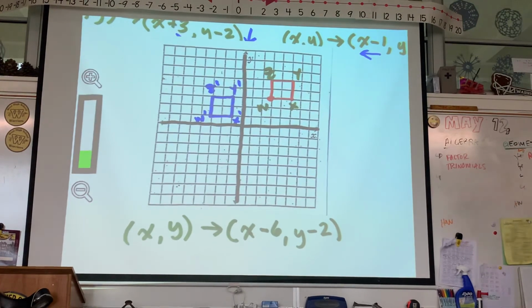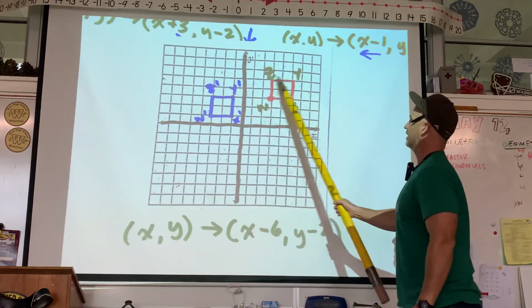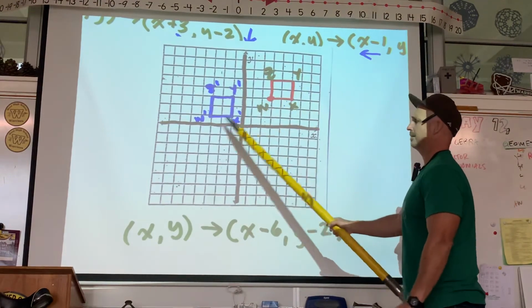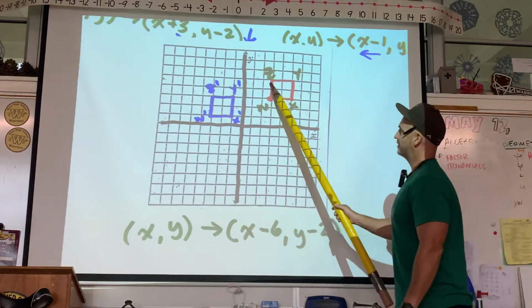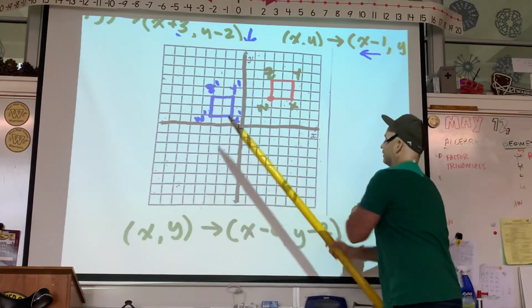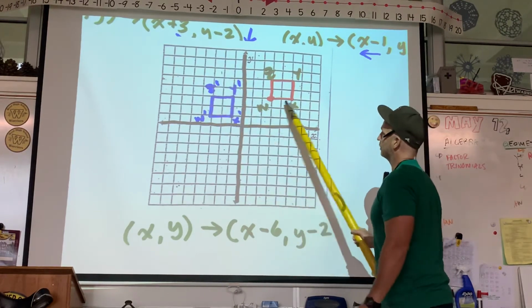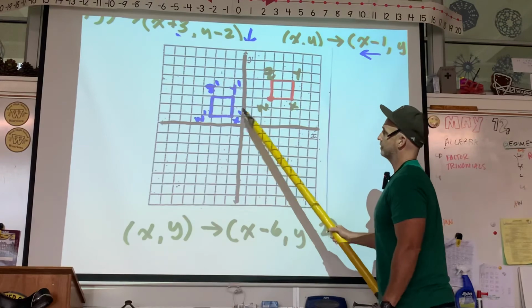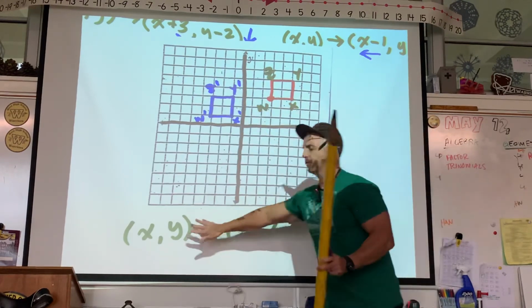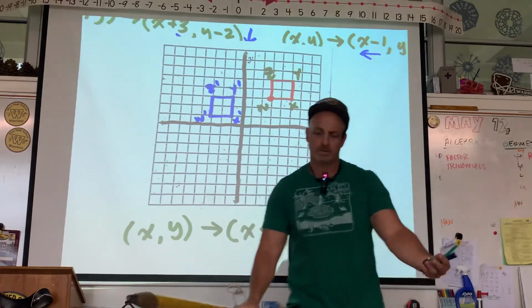Okay, let's check. From z to z prime, from y to y prime, x to x prime, w to w prime. We went left 6, 1, 2, 3, 4, 5, 6, and down 2, down 2. For every one of these, w, left 6, down 2. The x, left 6, down 2. This was the rule. You have to write it like this, with the arrow, with the parentheses, okay?